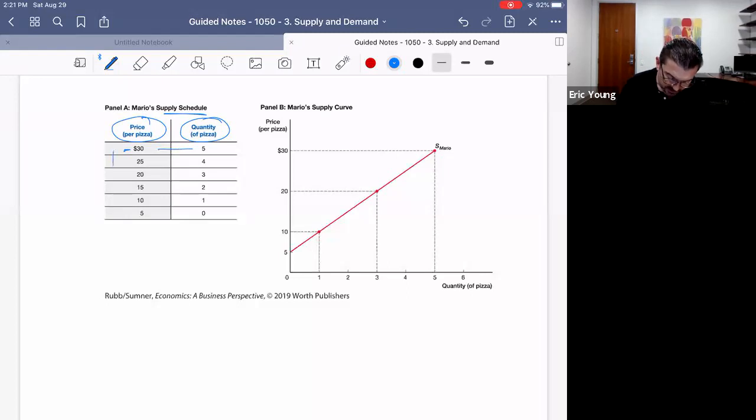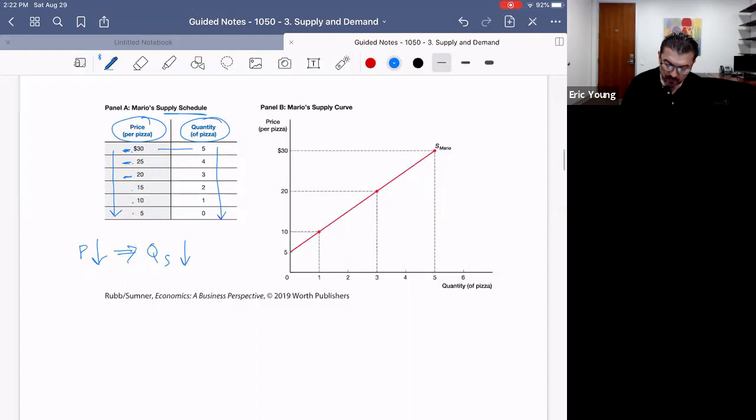And you can see predictably that as the price of pizzas falls from 30 to 25 and down, Mario's incentives change and Mario's going to want to supply fewer and fewer pizzas. Nothing new here, okay? Price goes down, quantity supplied goes down because the incentives change. As price goes down, recall that we're moving down line by line from one particular QS combination to another one, honoring the law of supply that as the prices go down, the QS goes down, okay?